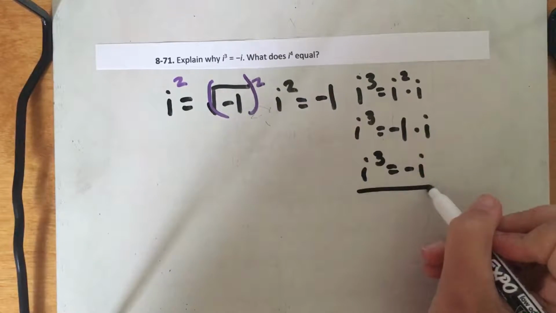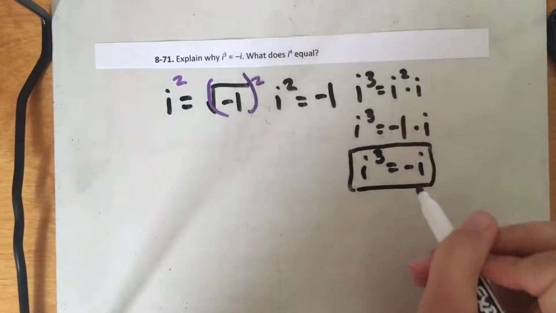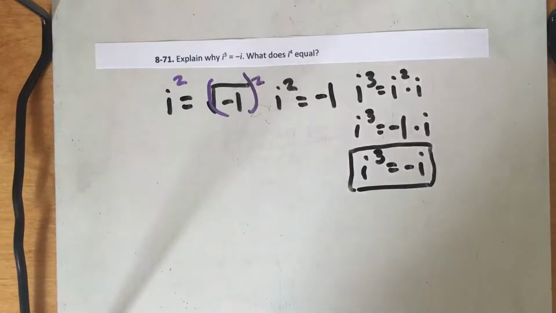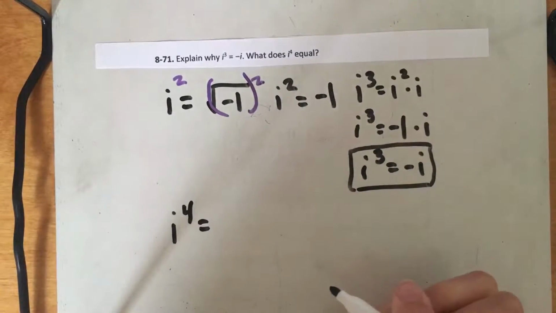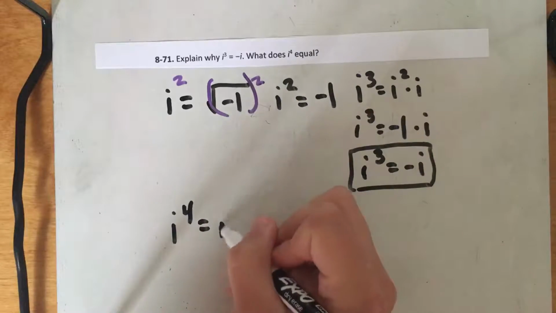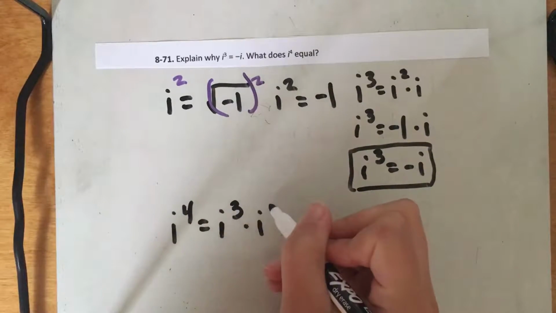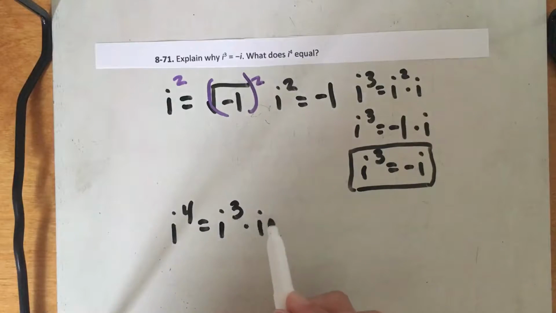So that's why that is true, based on knowing what i to the first power is and i to the second power is. So what does i to the fourth equal, the second part of the problem? We can think of it a couple of different ways. Let's use this i cubed, and then times i. Those exponents add up to 4, so that's why we know that that's true.